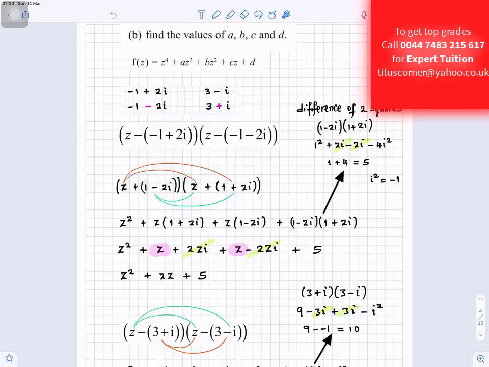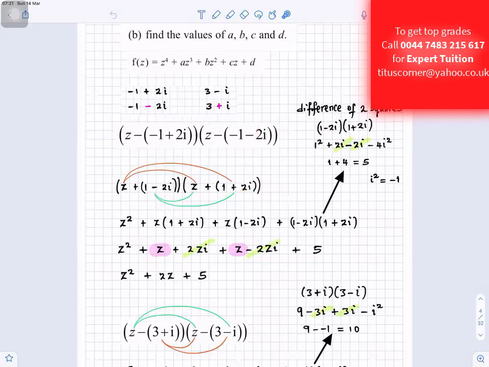Because minus and minus will be a plus, and minus and plus 2i would be minus 2i. And this would be a plus. You change that minus to a plus. And this would be like -1 times -1 will become +1, and -1 times -2i will become +2i. It just makes it easier.